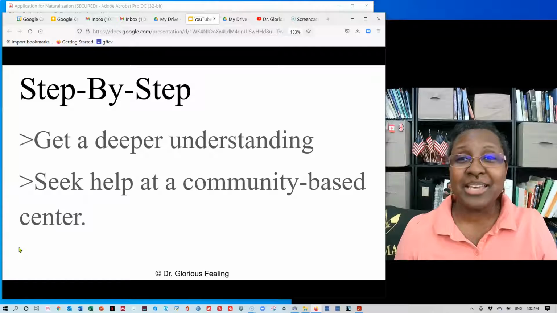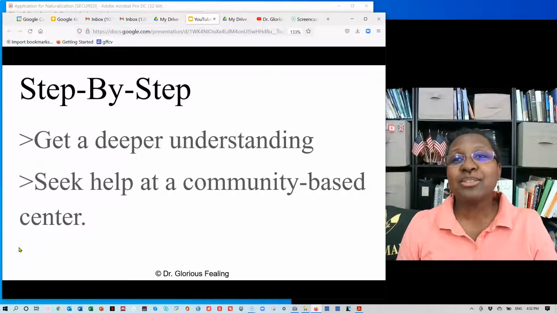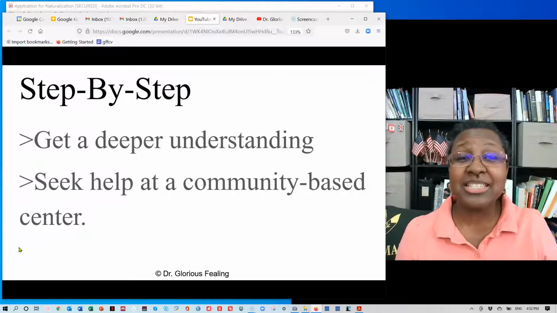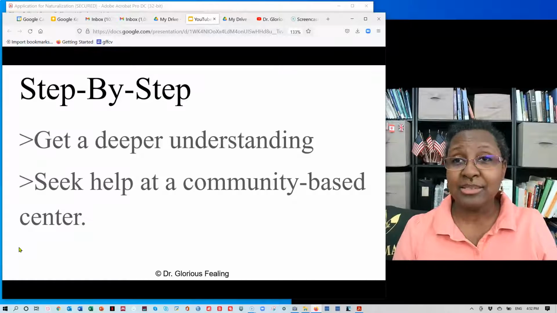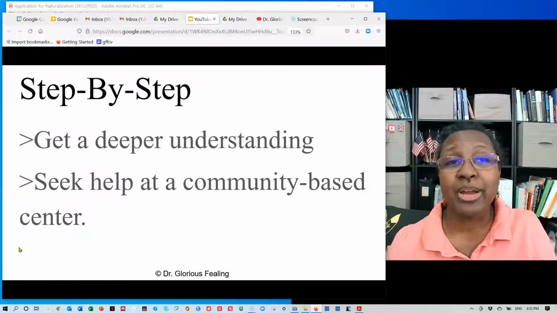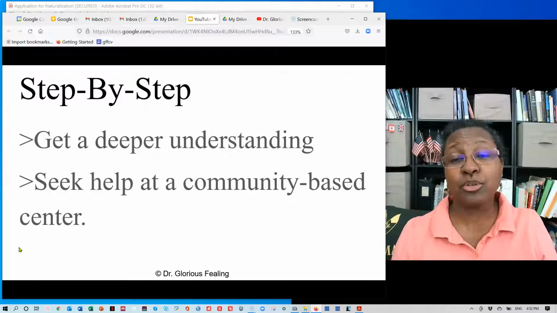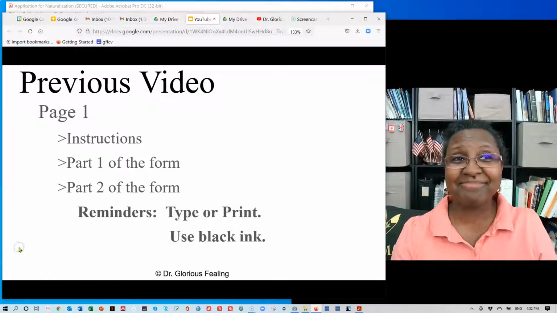I will be going step by step through the pages of the form, line by line and sentence by sentence. I am doing that so that the students and viewers get a deeper understanding of the words on the form. I cannot give you any advice about the form or tell you what you should write because I am not an attorney or a counselor. Please seek help at a community-based center or get a lawyer or counselor to help you if you need advice.